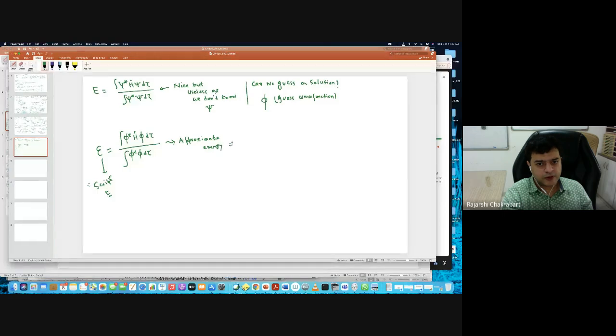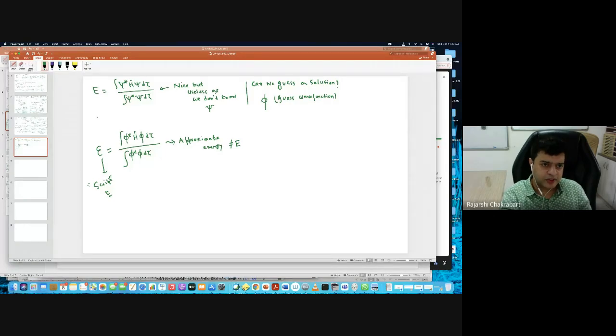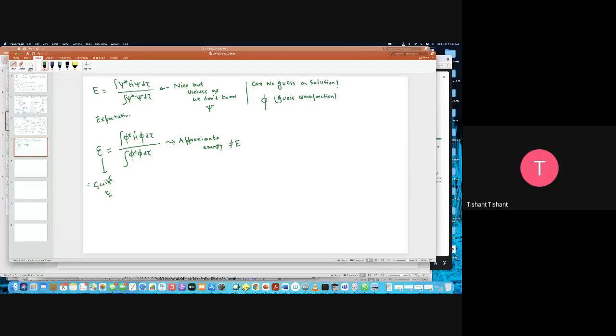This is not equal to E. Yes, someone has a question. Basically, what we are writing is the expression for the average value of energy, the expectation value. I think it is taught, isn't it? It is one of the postulates.